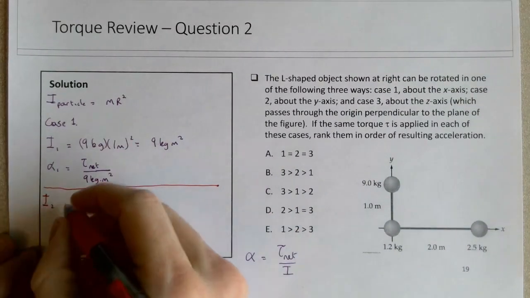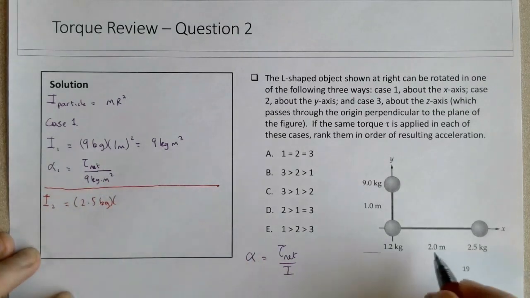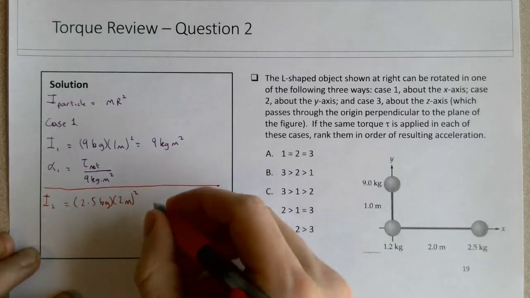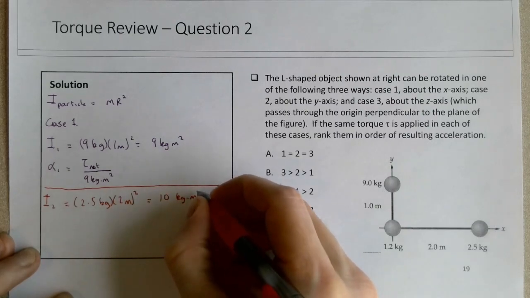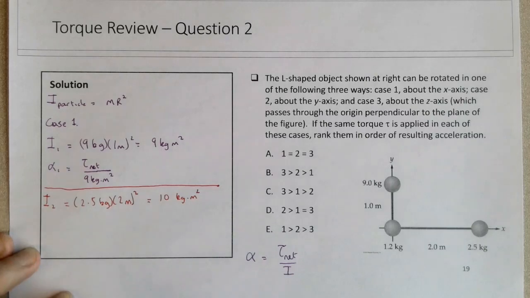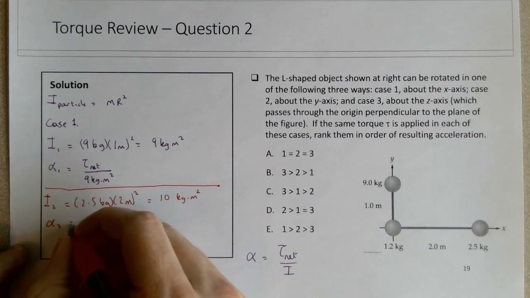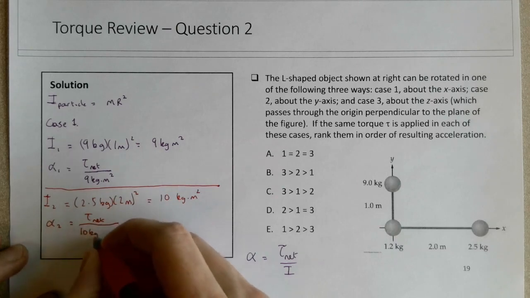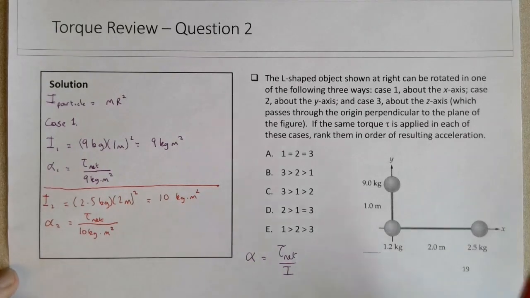So in this particular case this would be equal to 2.5 kg times 2 meters all to be squared, which will become 4 meters squared, so 4 times 2.5 is 10 kg meters squared. So this is very similar to alpha 1, but slightly smaller. Since the I2 is bigger, the alpha 2 will be smaller than alpha 1. So this will be the torque net, which is the same for all, divided by 10 kg meters squared.